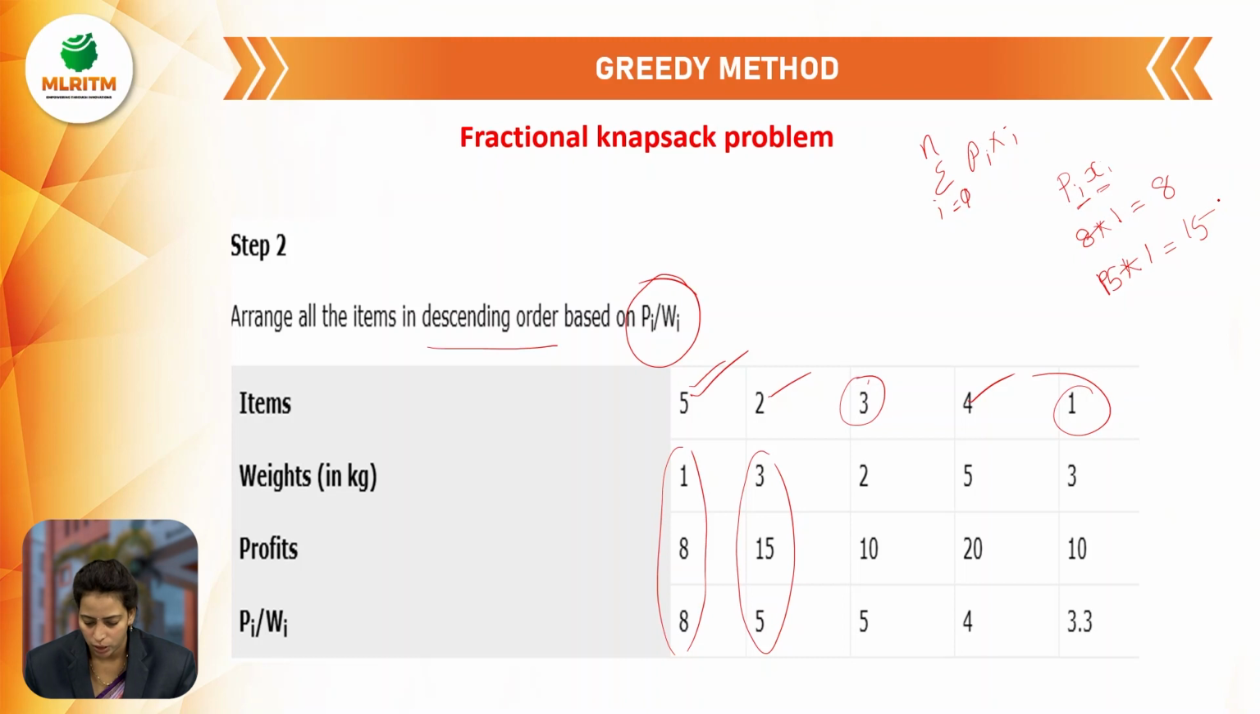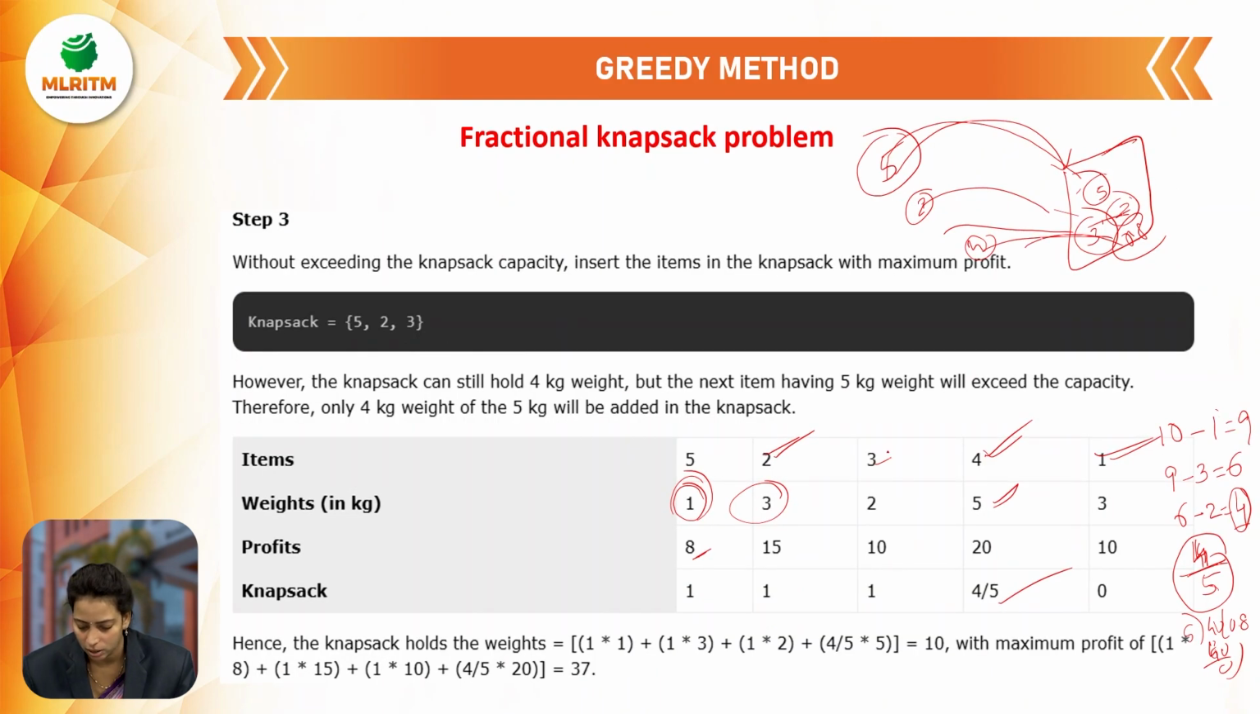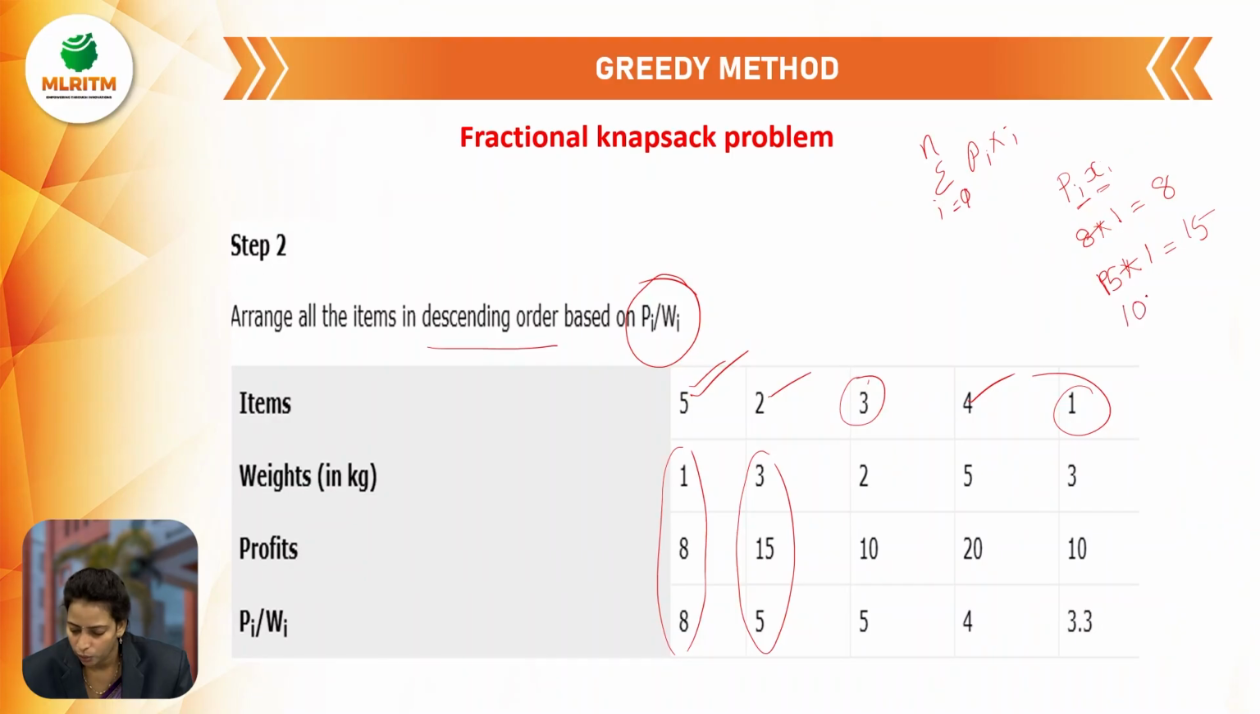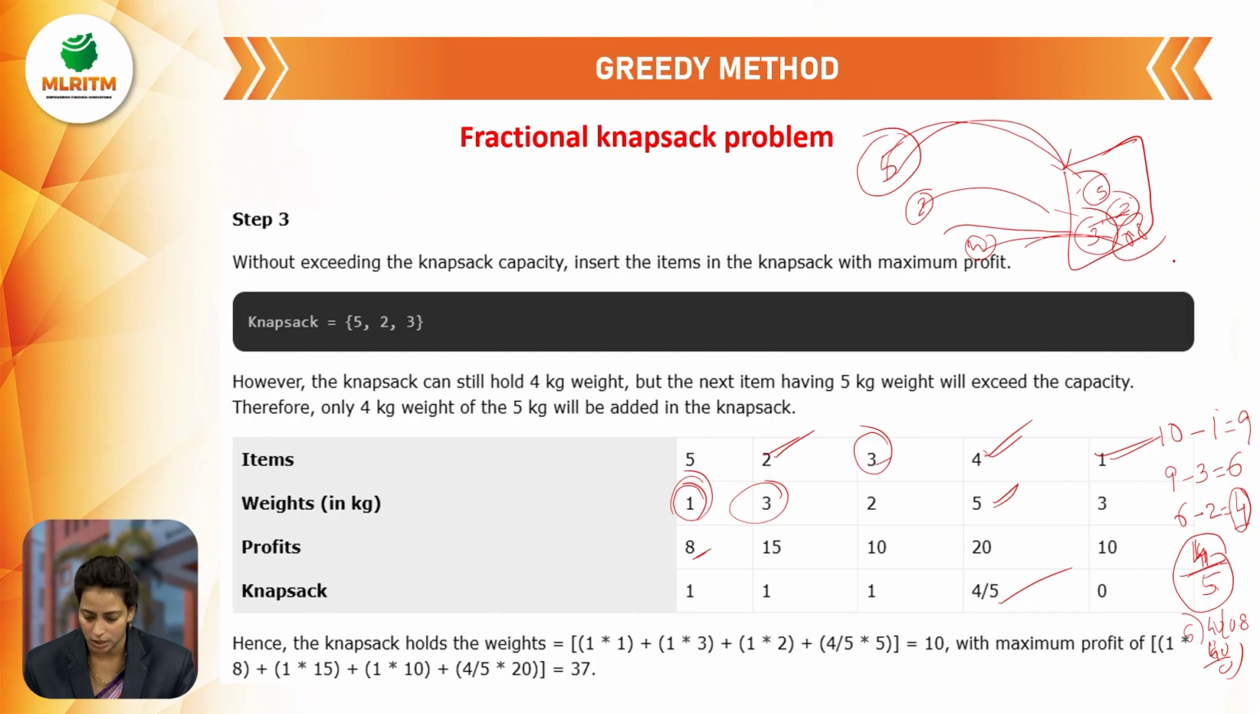Next, which item is placed into the knapsack? Next, the third item is placed into the knapsack. Is it fully added? Yes, it is fully added. So what is the profit of the third item? 10. 10 into 1 equals, what is the value? 10. Okay.